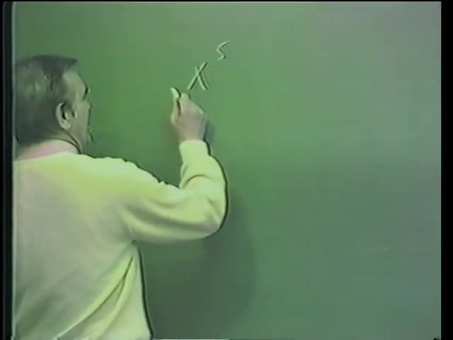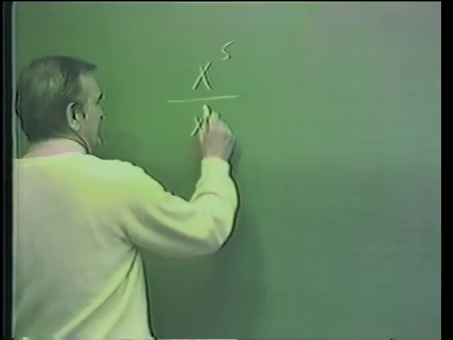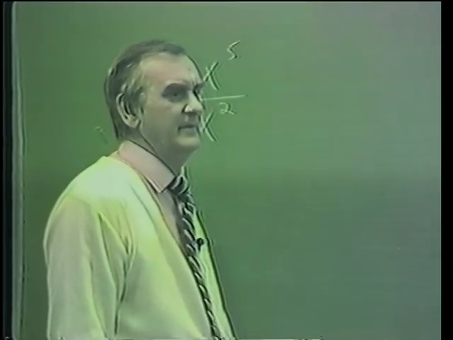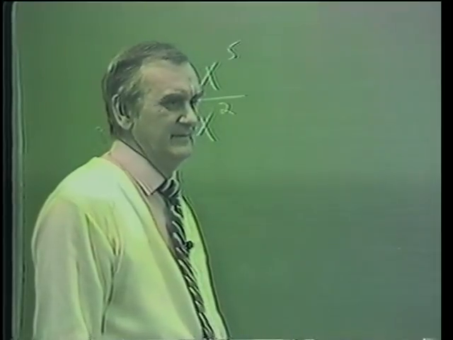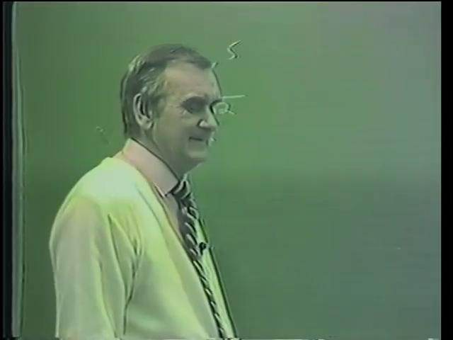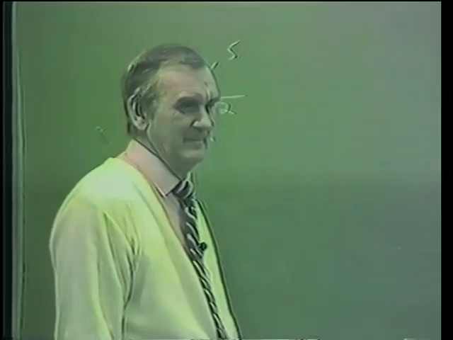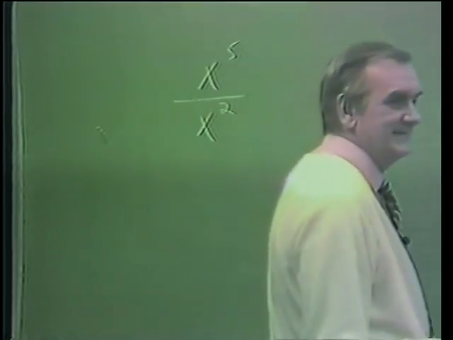Let's suppose I have x to the 5th divided by x to the 2nd. Roy? X to the 3rd. I don't believe you. How'd you get it, Roy? Well, when you multiply them, you add the exponents, so when you divide, you subtract the exponents. You believe him, Jan? I don't believe him. Convince us you're right.